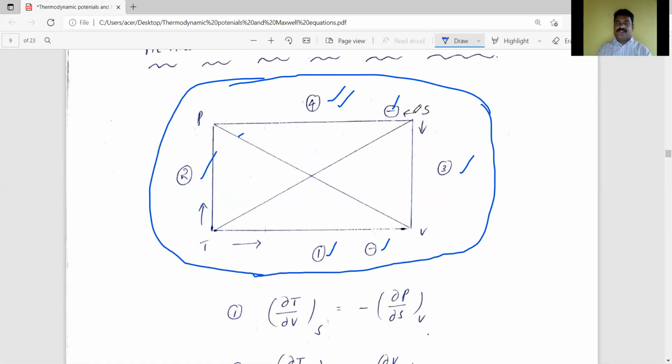So don't use this arrow mark. Now you are using this direction only. So again, you have to use this direction only, not this direction. So here at number 1 side, you have written dou T by dou V. What is the diagonal letter here? Yes. Dou T by dou V at S equal to, you see, dou P by dou S. What is the diagonal letter of P? V. Dou P by dou S at V.